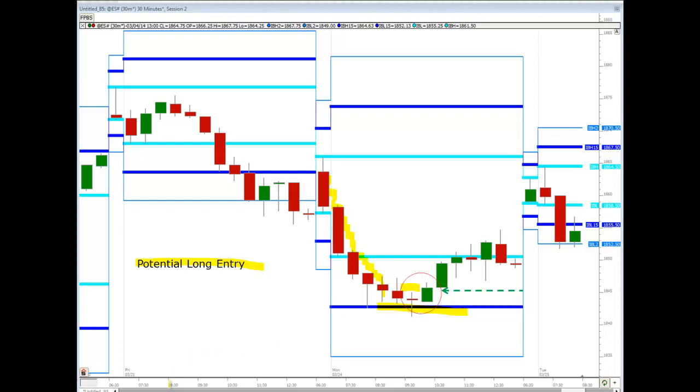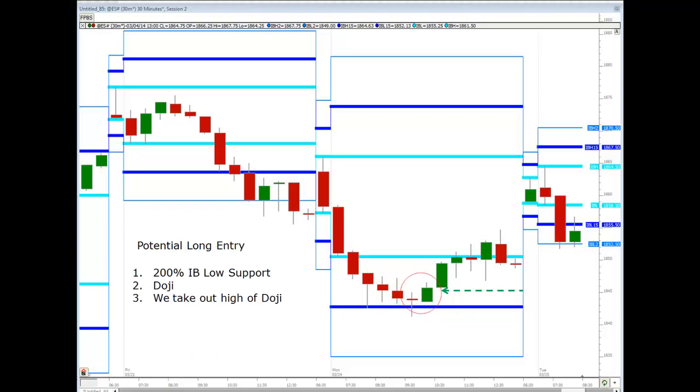And of course, the next question I'm going to ask you is, if I were to do that, where is my target going to be? So this actually should be our 150% IB low that provided us the support. This is the 150%, not the 200. We never quite made it to the 200. And then we have a doji, and we take out the high of the doji, so we are ready to move higher.